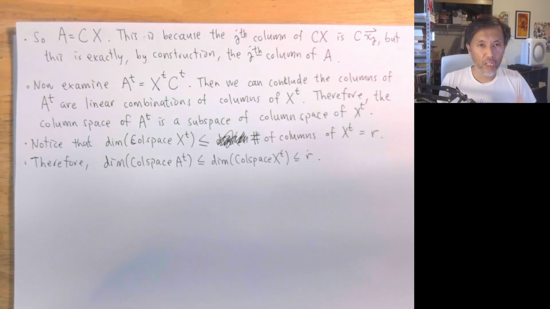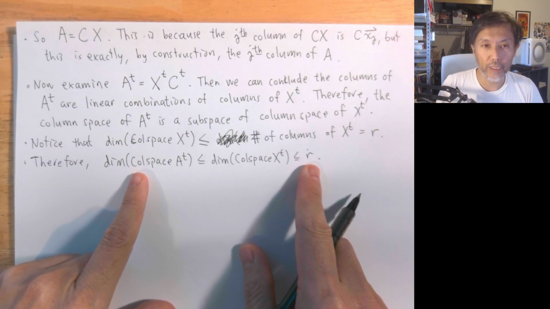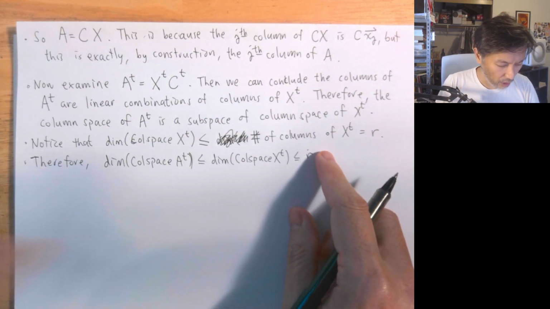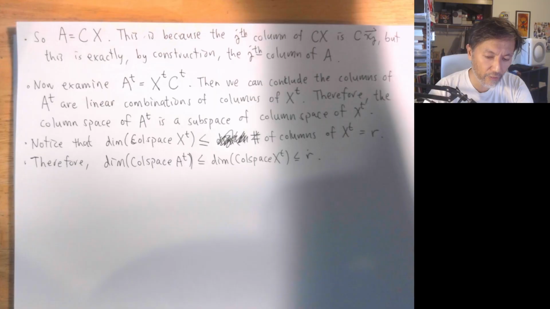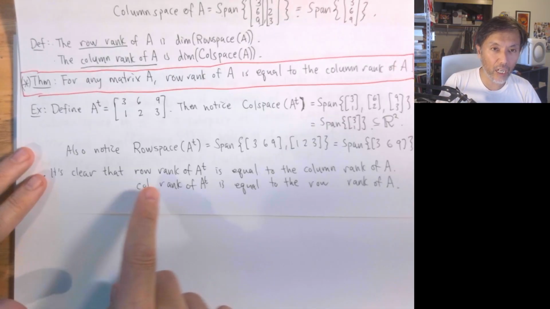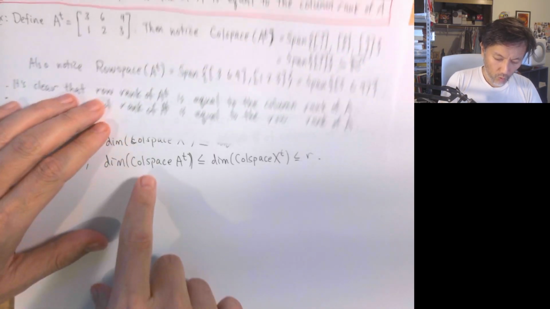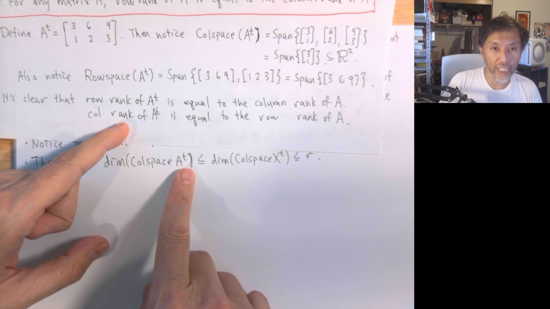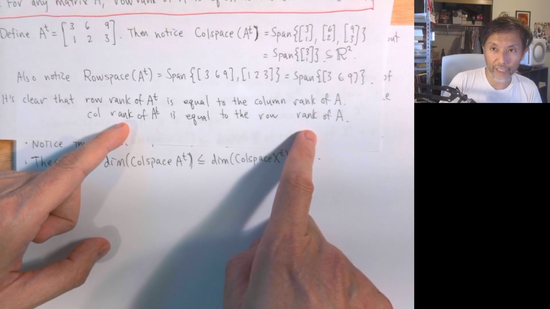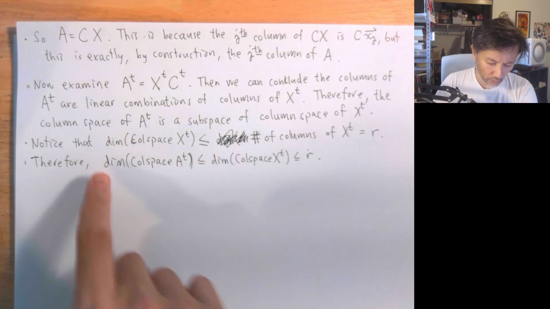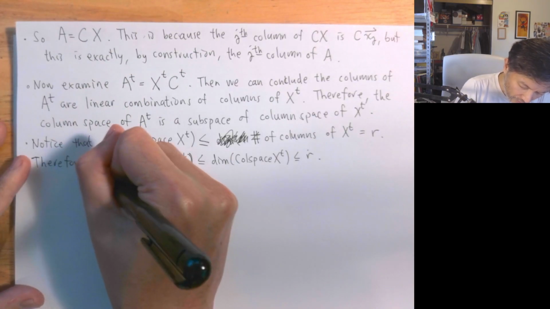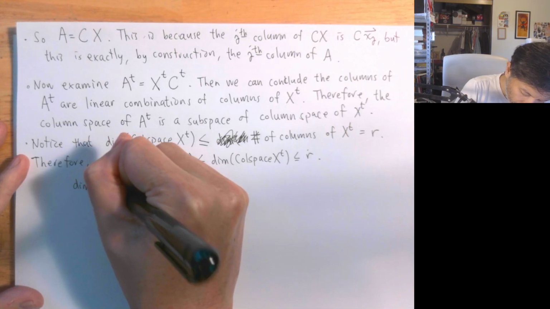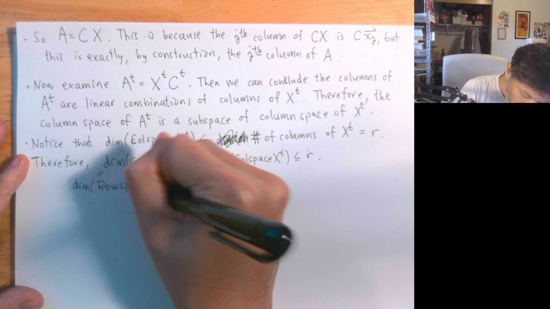Now, so we've got what's called an upper bound on the dimension of the column space of A transpose. It's less than or equal to R. And by the way, remember from the it's clear observation, the dimension of the column space of A transpose, which we call the column rank of A transpose, is equal to the row rank of A. So this is also equal to the dimension of the row space of A.